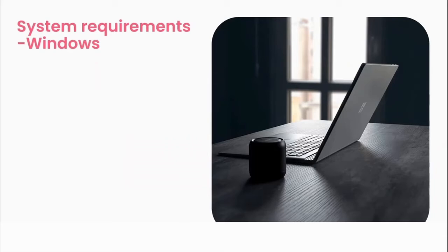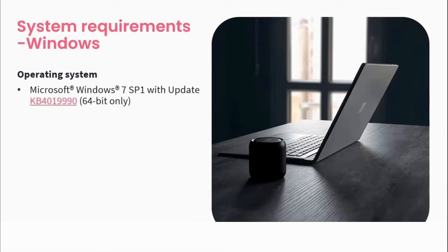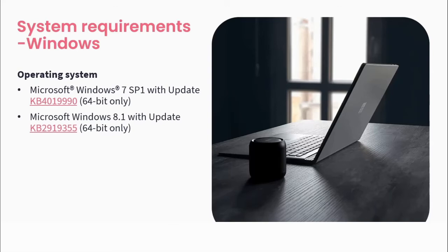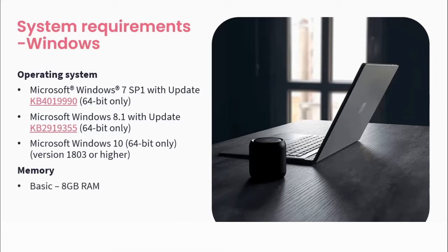I'm going to show you some of the specs that you would need in a computer that is suitable for CAD, or AutoCAD specifically. Right, so on a Windows system, we've got the operating system as follows: Microsoft Windows 7 SP1 with these updates, and generally you're looking at a 64-bit computer. You can also look at Microsoft Windows 8.1 and then Microsoft Windows 10. The memory required is as follows: your basic 8 gigabytes of RAM, and the recommended RAM is 16 gigabytes.